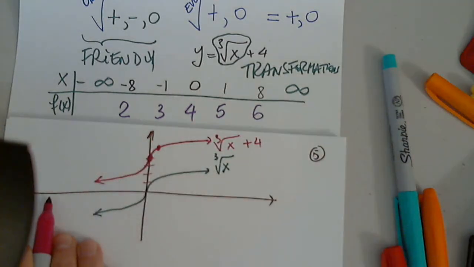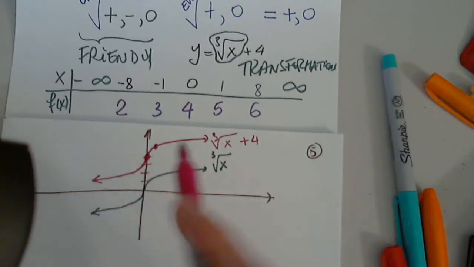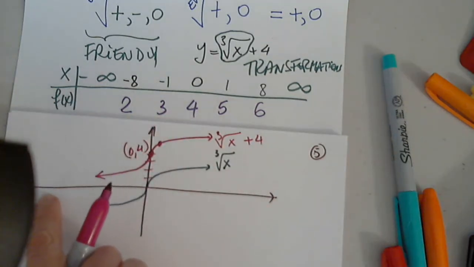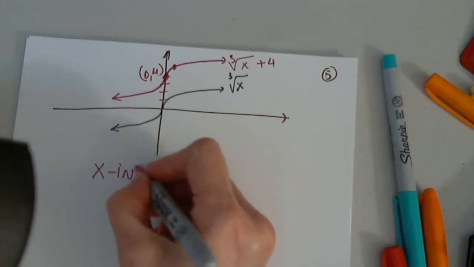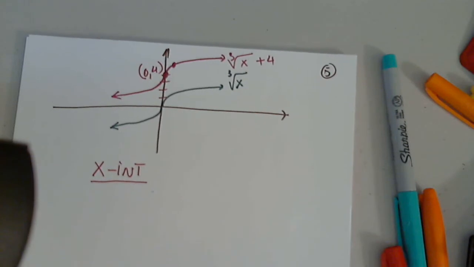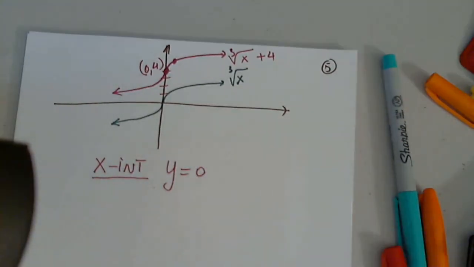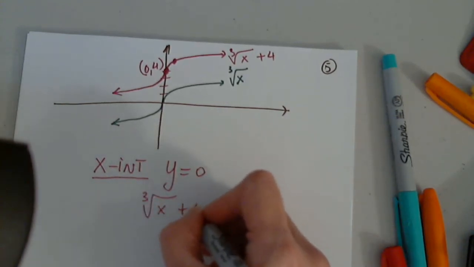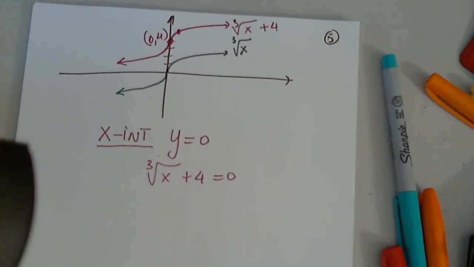I did not determine the x-intercept. I have the y-intercept, (0, 4), but I like to determine the x-intercept. So how do we find the x-intercept for any function? Set y equal to 0. Thank you, Lake. That's awesome. Yes. So then I have the cube root of x plus 4 equals 0. That's our function. That's our y. We're setting it equal to 0.